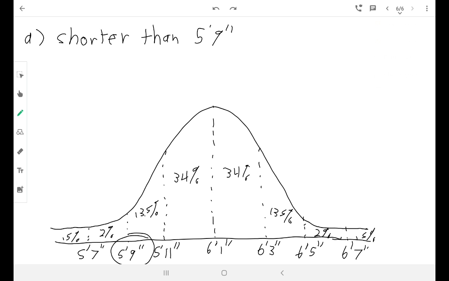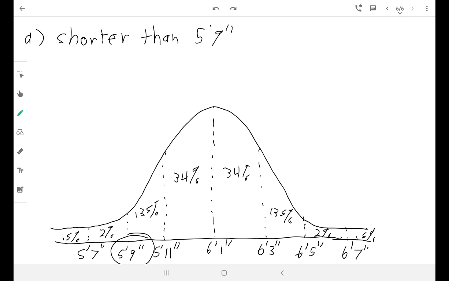There would be a 34% chance if I was looking for someone that was either 5'11" or 6'3". So the chances that I pick someone 5'9" are right there, 13.5%. Okay, 13.5% chance that I'm going to randomly take someone who is 5'9". Now, if I was looking for someone who was 5'7", it'd only be a 2% chance.